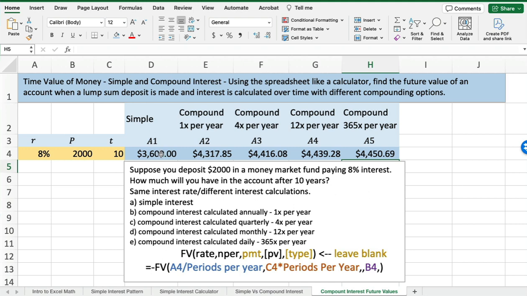10 years from now, under simple interest, compounded interest annually, compounded interest quarterly, compounded interest monthly, and compounded interest daily at the same interest rate. So basically, given an interest rate and a principal and time, you can figure out what the future value is at all these different compounding frequencies.